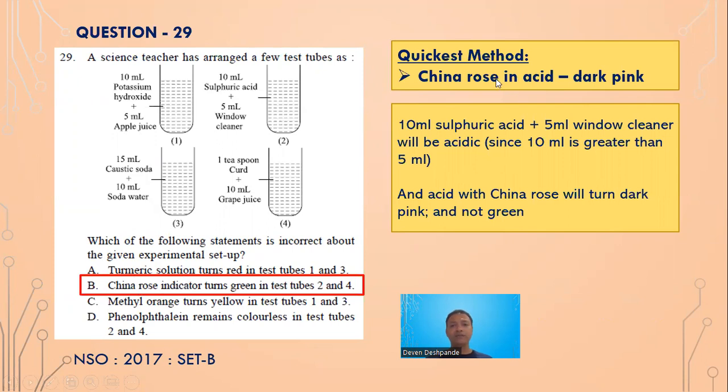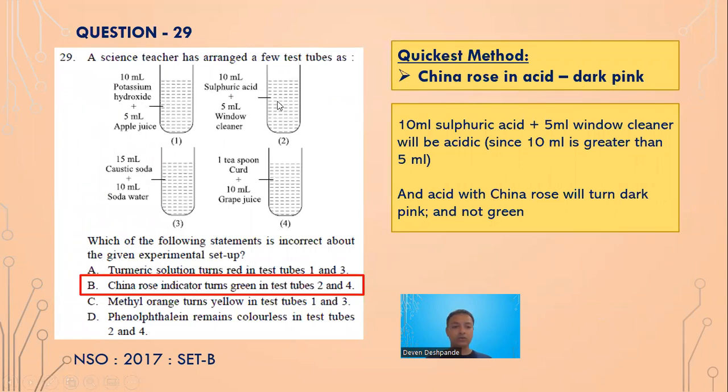Why? Because China rose in acid is dark pink, isn't it? Sulfuric acid plus window cleaner, but there is 10 ml of sulfuric acid, isn't it? So the resultant solution will be acidic. And when you add China rose to the acidic solution, it will turn dark pink. It does not turn green, it turns dark pink. So China rose in acid is dark pink.